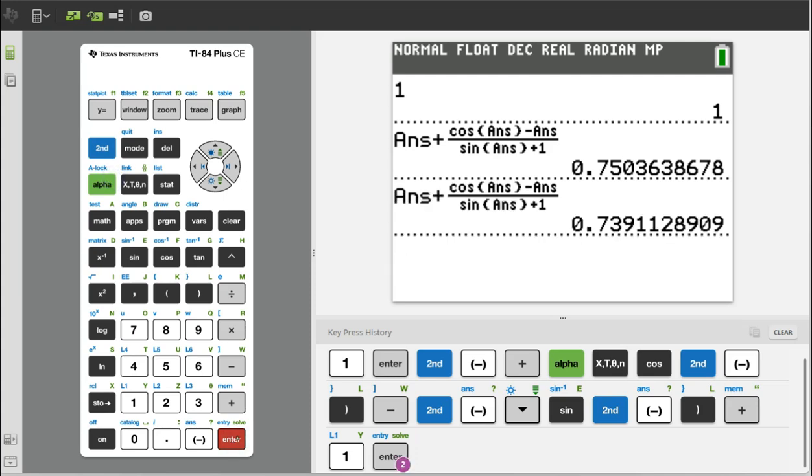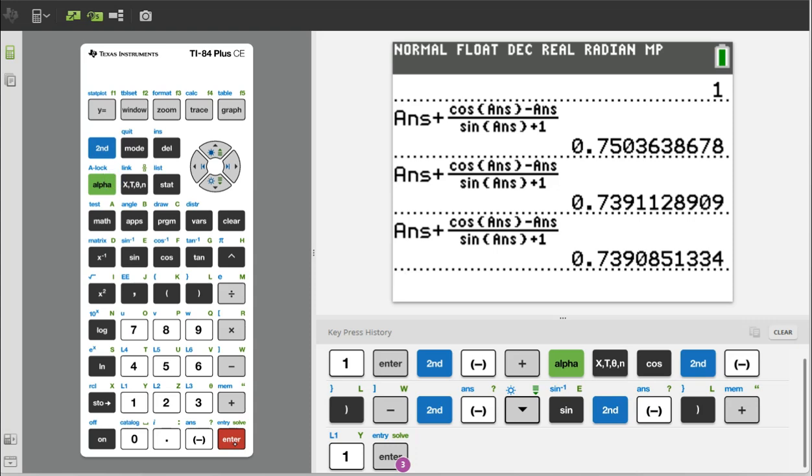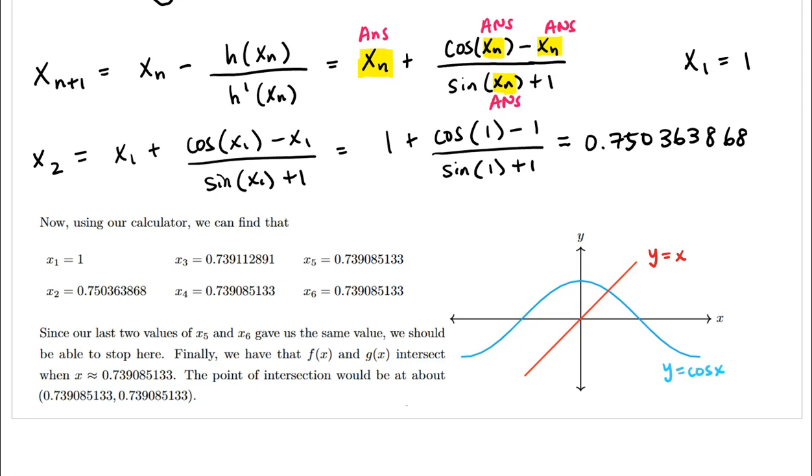This would be x3, x4, x5, and x6. So between x5 and x6 is when we get the same output value. So let's go ahead and copy those down into our notes. All right, so using our calculator, we found these x sub n values, and again, x sub 5 and x sub 6 is when they start to repeat.